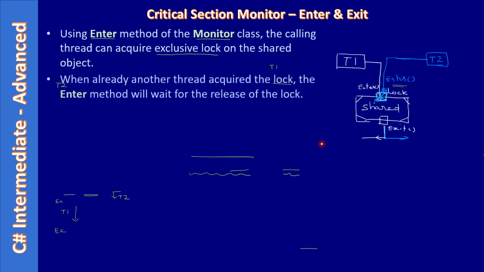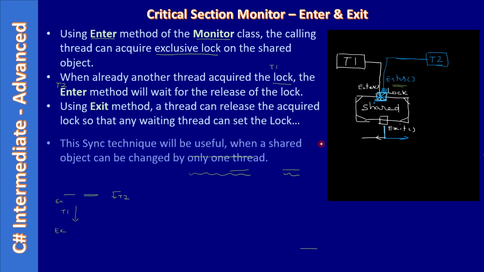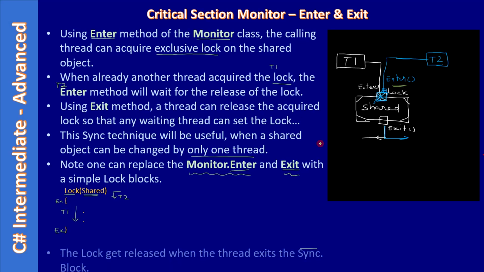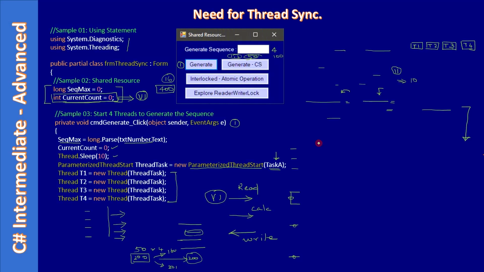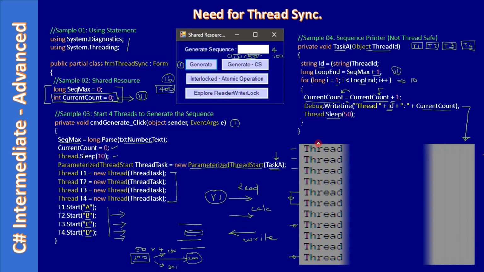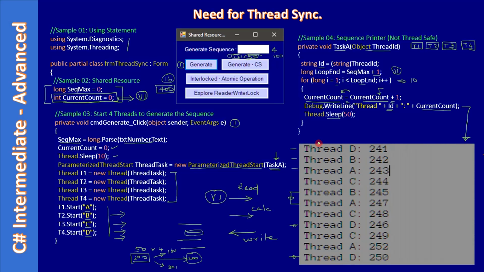So in the last 2 videos we learned about the critical section and the monitor. Also we talked about the problem in generating the sequence number and what happens when multiple threads access the same variable. In this video we will make this current count thread safe.